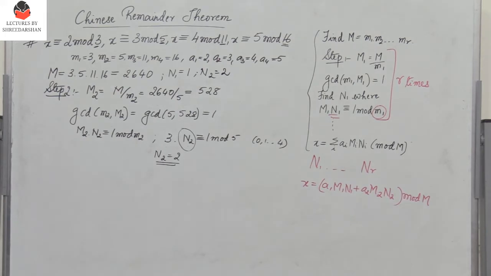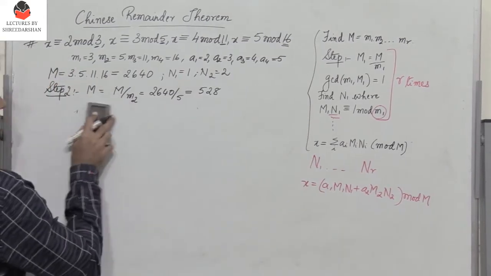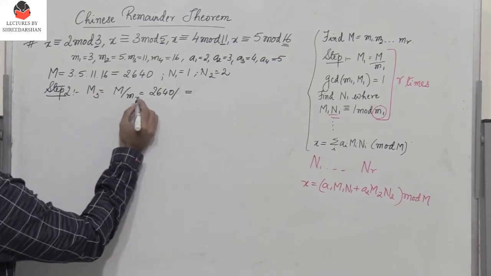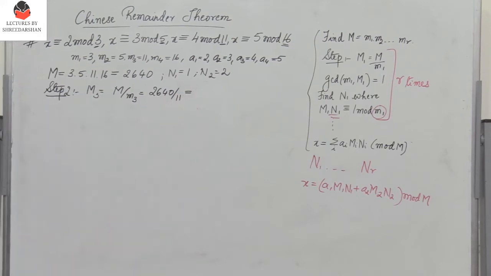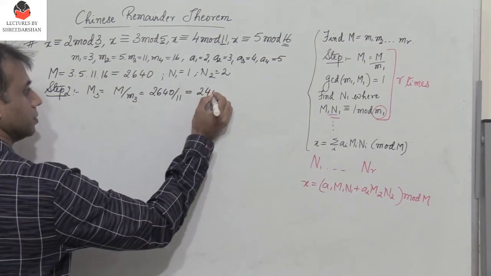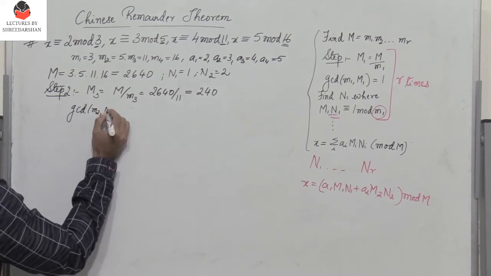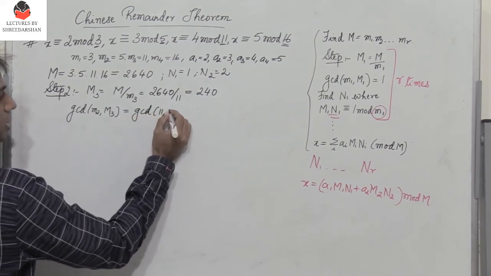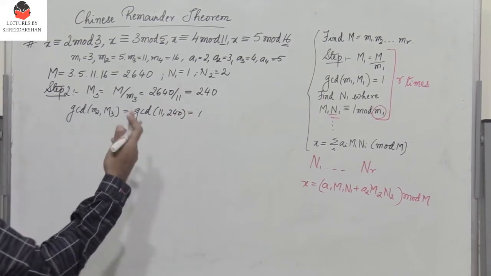Now the third equation, so we need to find M3. I repeat the same procedure here. What is M3? M3 is M by m3, which is 2640 divided by 11. When I divide it by 11, I get the value as 240. Again, we realize that GCD of m3 comma n3 is 1, right? So GCD of 11 comma 240 is again 1. These two are relatively prime.